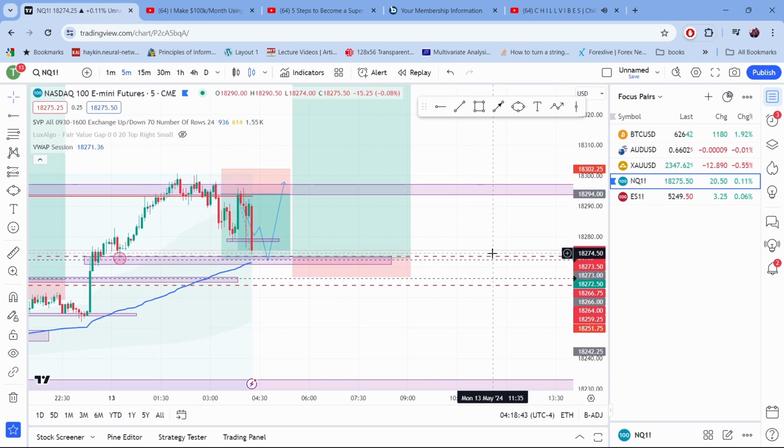Alright guys, so we are approaching the level of interest. I do want to get in. I just want to see the price pull back into that area before actually entering. Alright, we have 1 minute for this candle remaining.